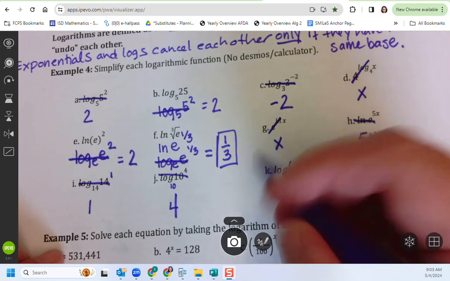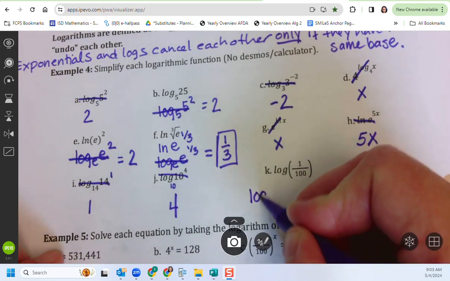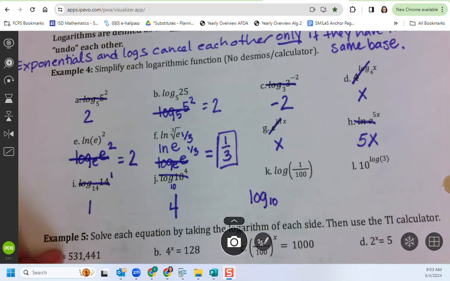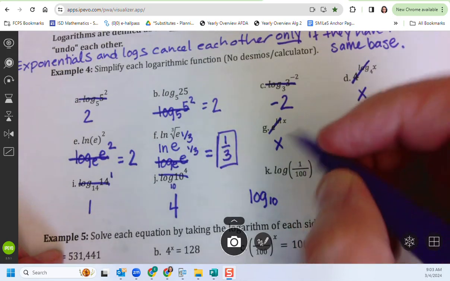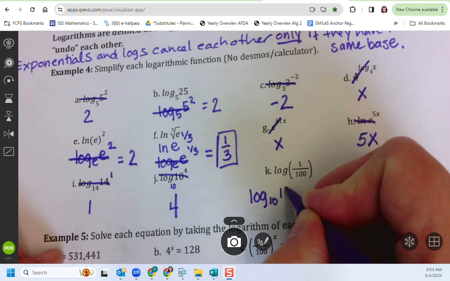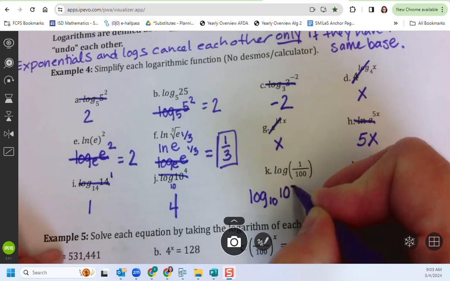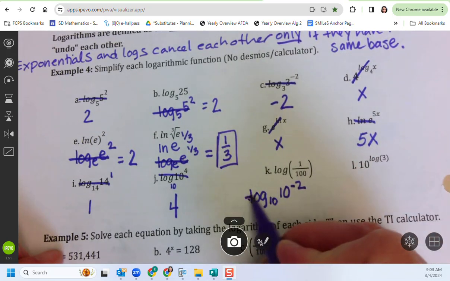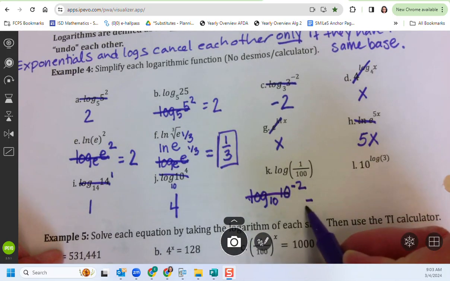This is log base 10 also. And some of you can do this like you did before and just think 10 to what exponent gives you 1 over 100, and that's fine. But you can also rewrite 100. 100 is 10 to the negative what? Negative 2. Then cancel these out and get the final answer of negative 2.